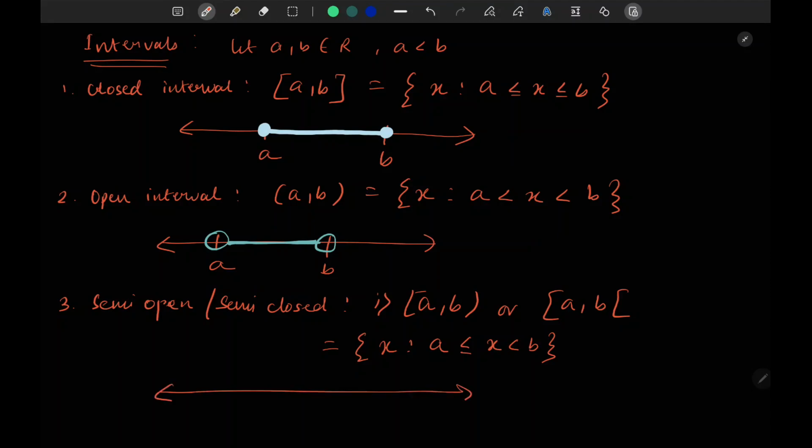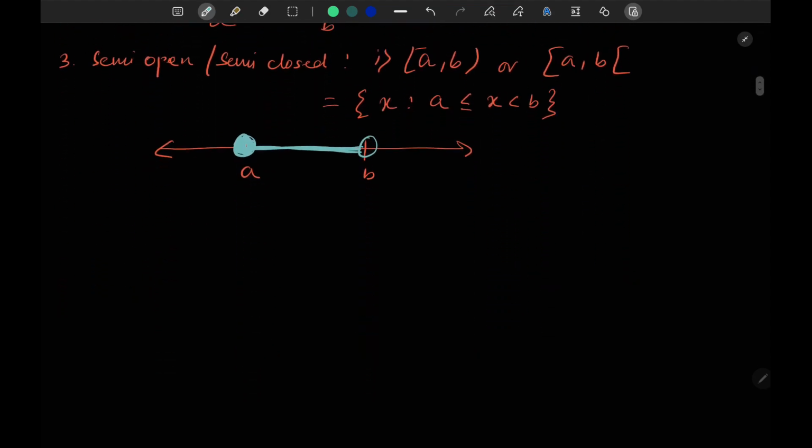On the number line, this is represented as such, where A is put in a darkened circle and B is put in an open circle, since A is a value which X can attain and B is a value which X cannot attain.